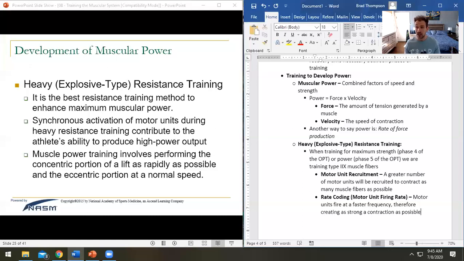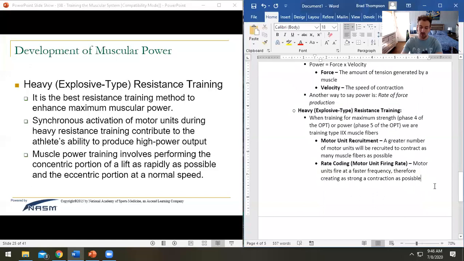And how do you train for that? Well, you try to lift as explosively and heavily as possible. And that will result in a faster rate coding. And remember, there's thousands of motor units that are all firing simultaneously, right?